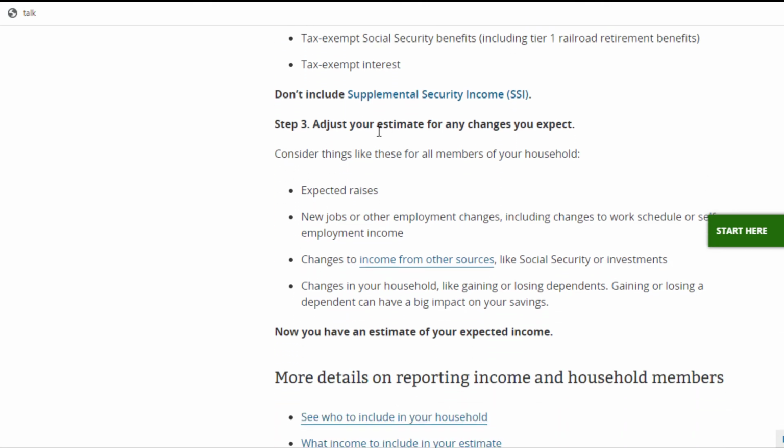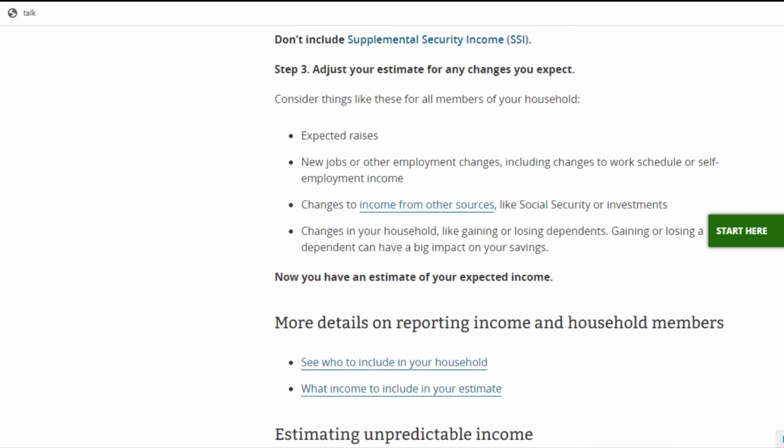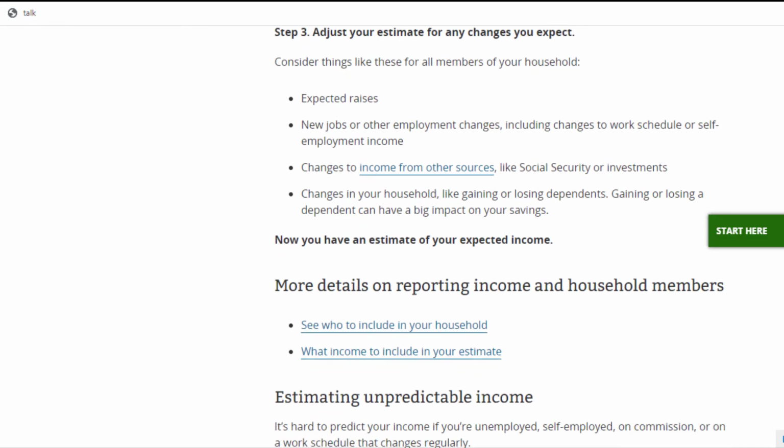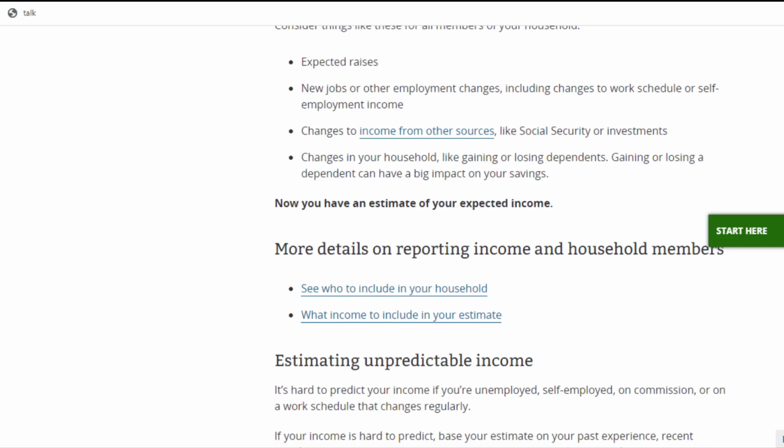Step 3, adjust your estimate for any changes you expect. Consider things like these for all members of your household. If you expect a raise, if there's new jobs or employment changes, changes to income from other sources, or changes in your household. And that's it. Now you have an estimate of your expected income, and that's basically your MAGI.